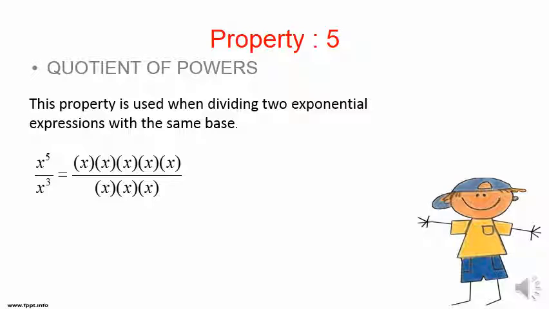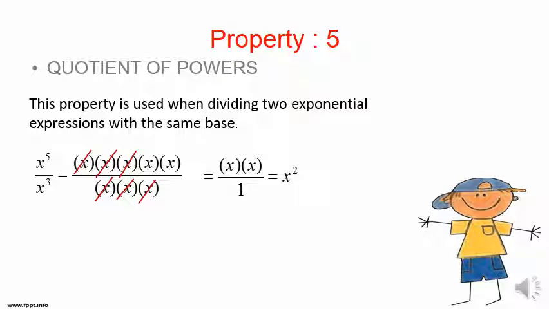Go back to grade 6. When I have a fraction, I can simplify. If I simplify x by x, okay, I will get remaining only x times x in the numerator, and in the denominator, they are all simplified. So the answer will be 1. X times x will be x squared.